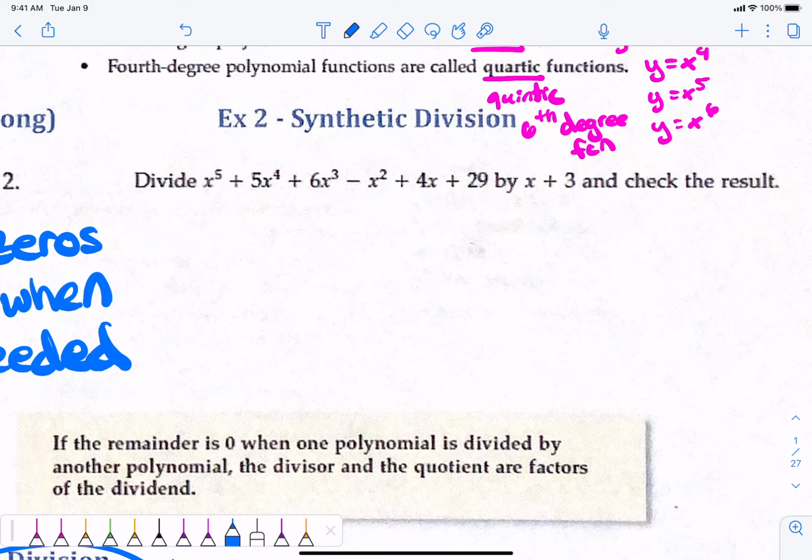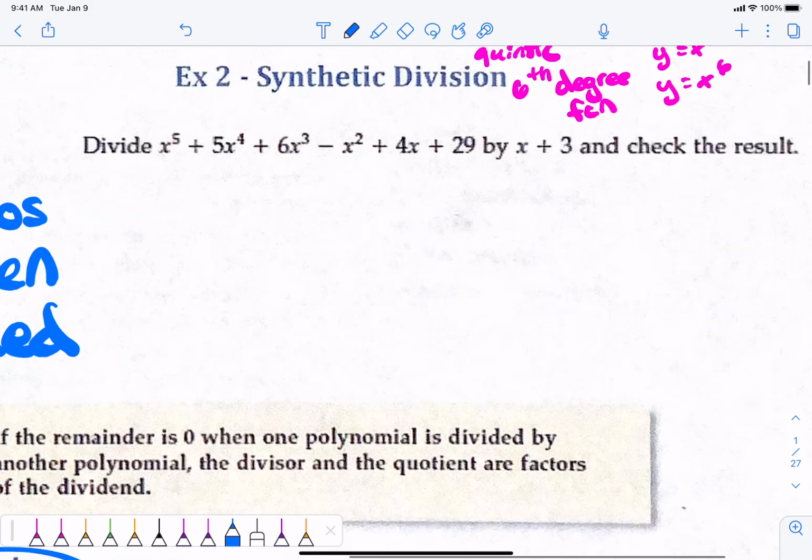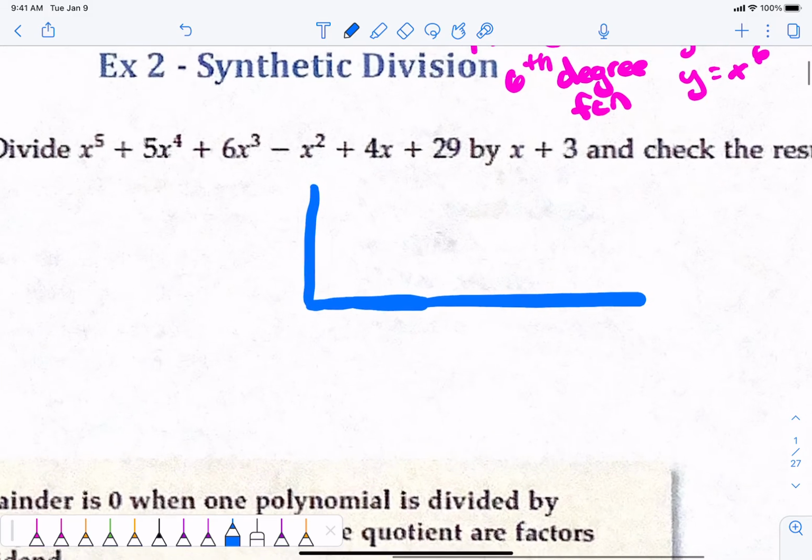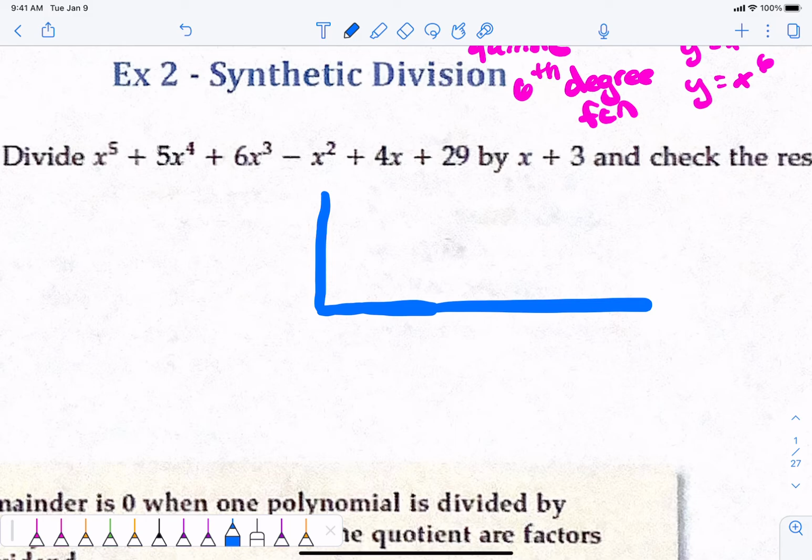Here's how we're going to set it up. Your box for synthetic division is going to go the opposite direction. So I go like this. This is what it looks like, a big box. This is what your box for synthetic division looks like. Set it up. You might remember doing synthetic division. Your box goes the other way. This one's not bad. You like this.